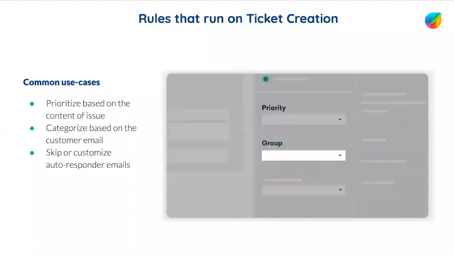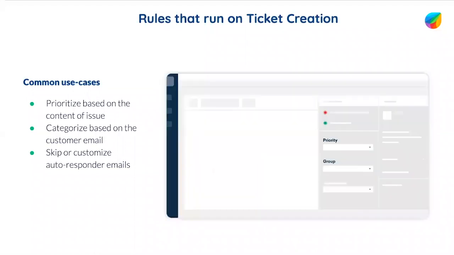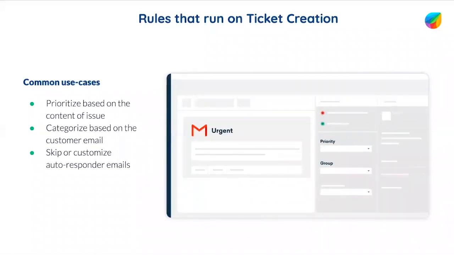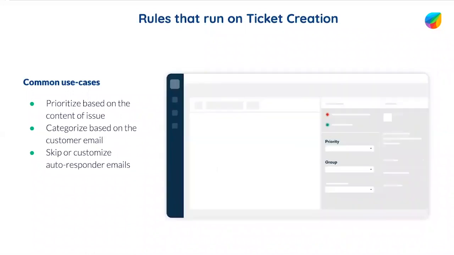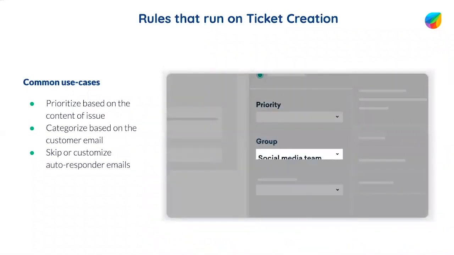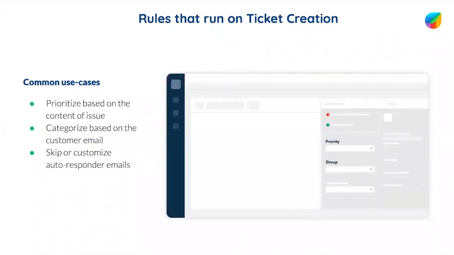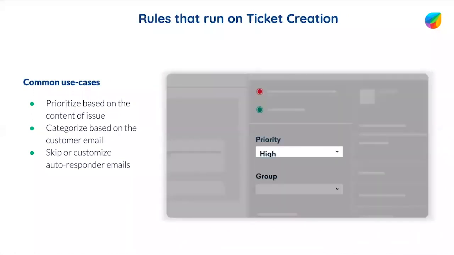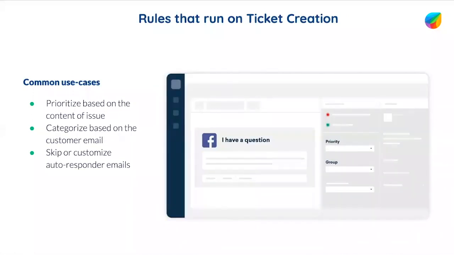As an example, if you have product A, you can have an entirely different welcome, thank you for getting in touch with the support team at product A. Whereas for product B, you can have an entirely different autoresponder email.